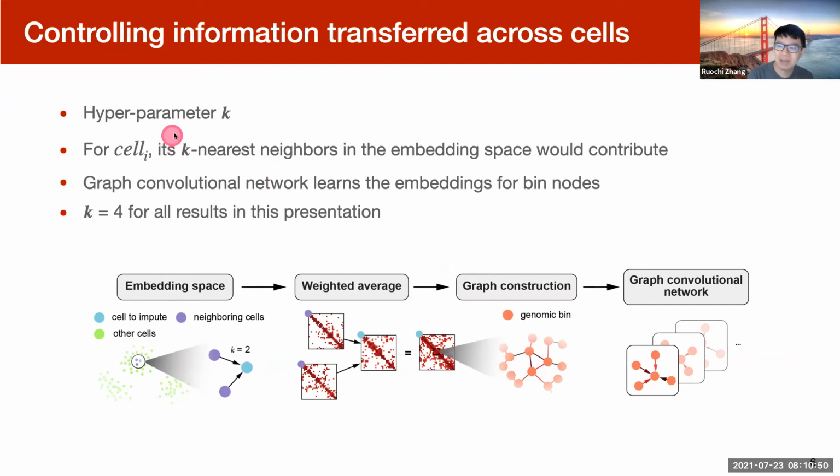Specifically, we now have this hyperparameter k, and for each cell, during imputation, its k-nearest neighbors in the embedding space would be involved in the imputation. These k-nearest neighbors in the embedding space are likely to be cells that have very similar genome structures to this cell. And they would make contributions by using the weighted average of their contact maps to construct this graph, to be used as part of the input to a graph convolutional network, which learns the embeddings for the genomic bin nodes. And in this presentation, all results are generated by setting k equal to 4.